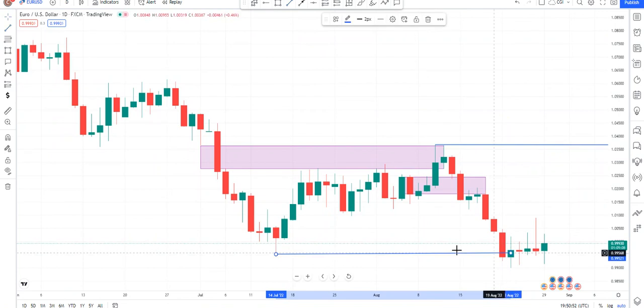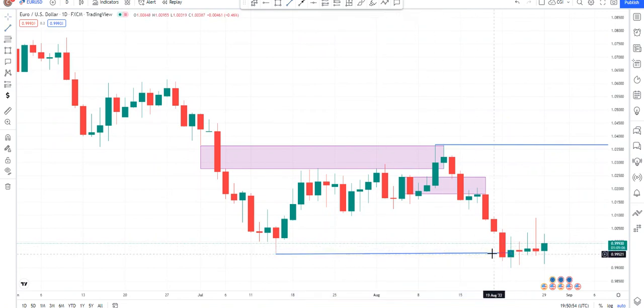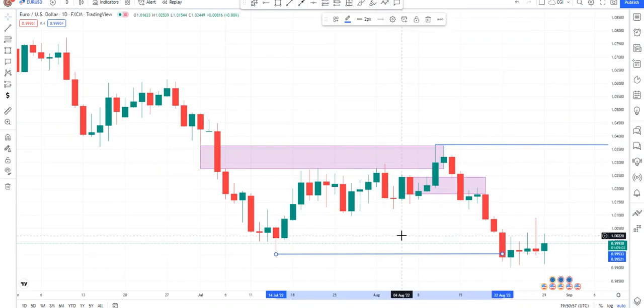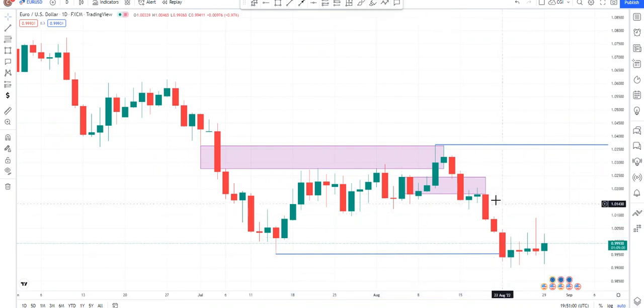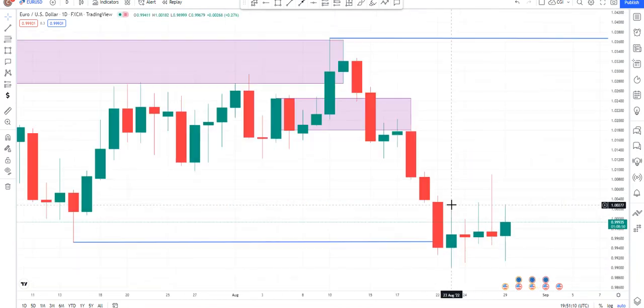So basically, what we're looking for here is some push up. Want price to go up a little bit so that we can sell. So that's basically the idea here now. The idea is that price should go up a little bit and we should sell. Okay, so this is daily time frame.